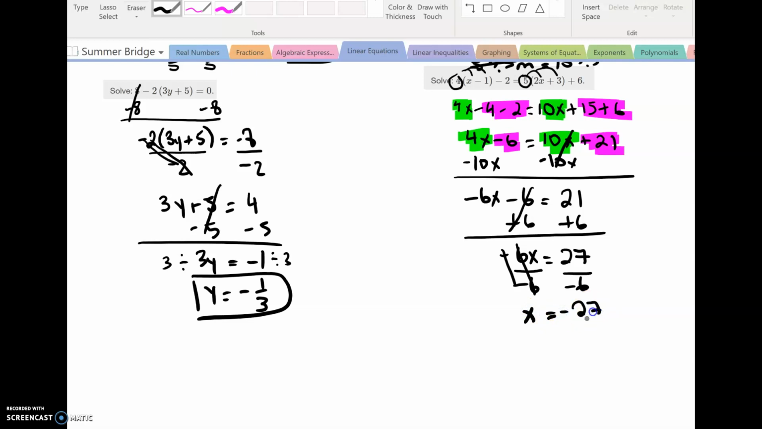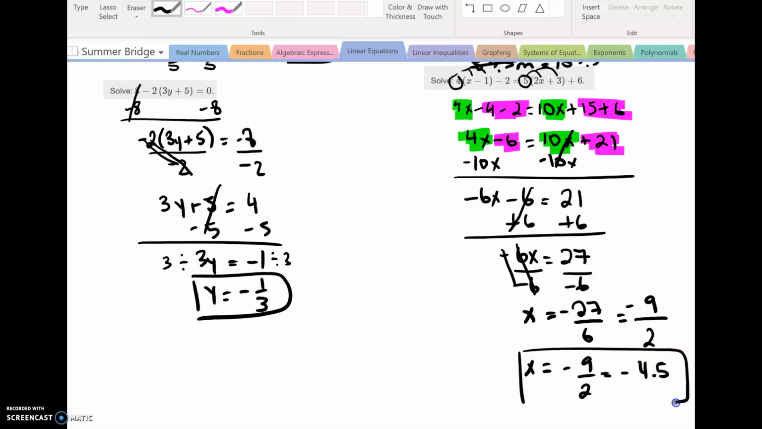negative 27 over 6, which we can simplify because 3 fits into 6 twice, and 3 fits into negative 27 negative 9 times. So x is going to end up equaling negative 9 over 2, or if you prefer a decimal, negative 4.5. Typically, it doesn't matter which one you do, just follow whatever your professor prefers. Either one is fine with me. I will take either answer.